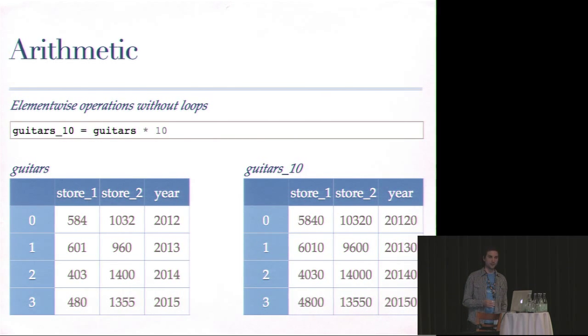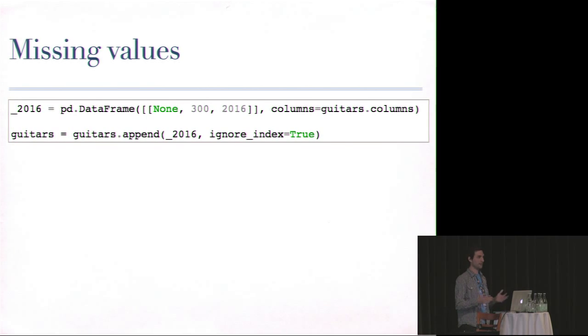And the same goes for basic math operations, like the thing where you multiply. So here I'm multiplying the whole data frame by 10, and what Pandas does is it goes through each cell in the data frame and does the same operation. So you can see here that every cell in the data frame has been multiplied by 10. There's a fancy word for that. I think it's vectorization, but yeah.